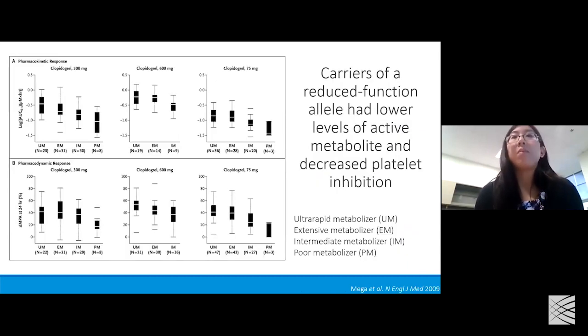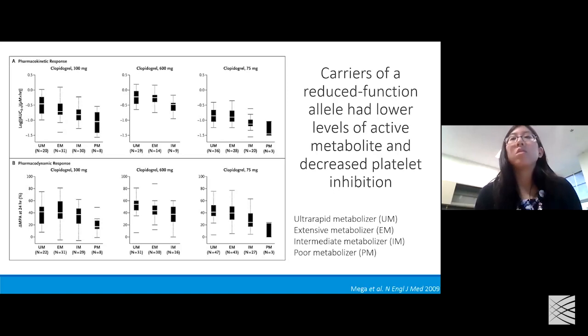So this is a study that looked at 162 healthy subjects treated with Clopidogrel. And what's depicted here is based on their CYP2C19 genotypes. They've been characterized as having ultra rapid metabolizer status, ranging from that to poor metabolizers. And as can be seen in panel A, which is the pharmacokinetic response, measured as active metabolite concentrations, you can see that poor metabolizers had lower levels of active metabolite compared to those who were ultra-rapid metabolizers.